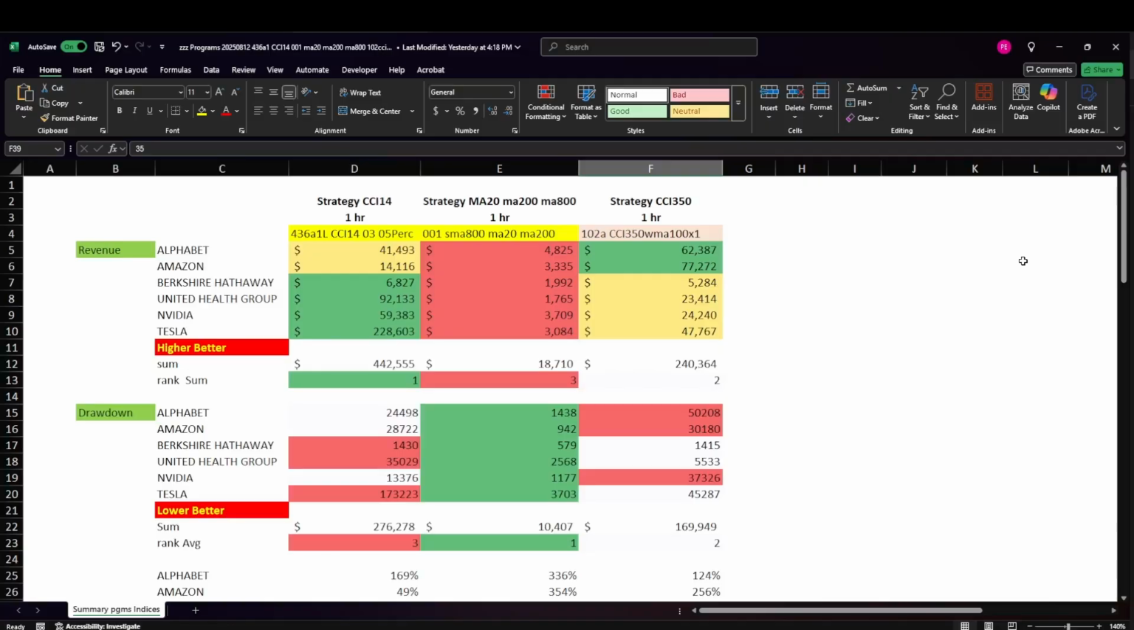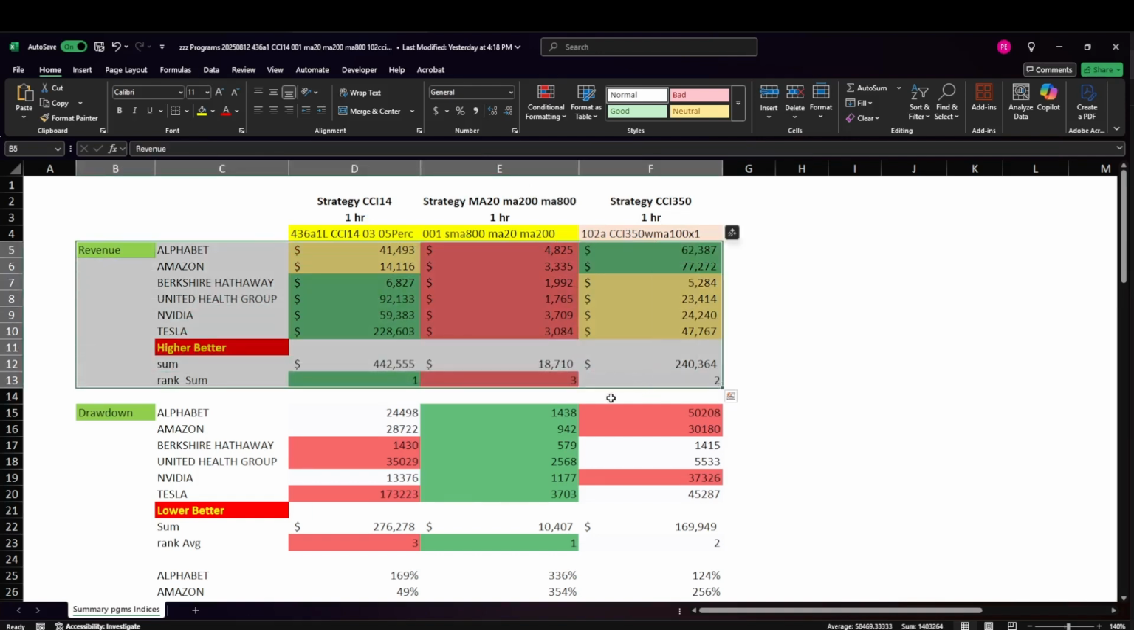So here's a table of results, and we use the same shares in each of these analyses just to keep consistency. So you can see here, strategy CCI14 in the first column, the multiple moving average 20, 200, and 800 is the middle column, and strategy CCI350 is this last column. So the first thing we look at is the revenue. Now, in terms of revenue, the CCI14 generated the most revenue in this case. And this is testing on the 1 hour time period.